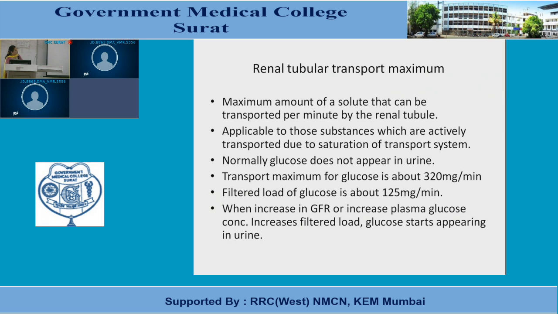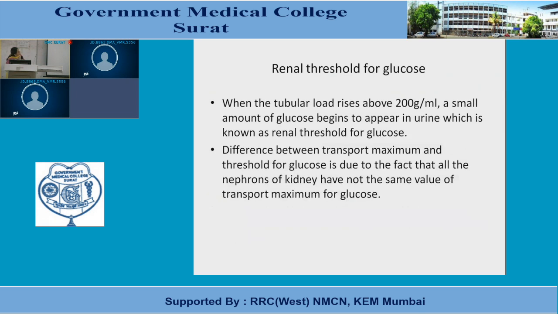Now the renal threshold for glucose is about 180 to 200. So above 200, some of the glucose will appear in urine. It still does not require reaching 320. Why is it so? Because all the nephrons have a different transport maximum. So when we take the average of all, it comes out to be 180 to 200. And that is all due to the splay mechanism.